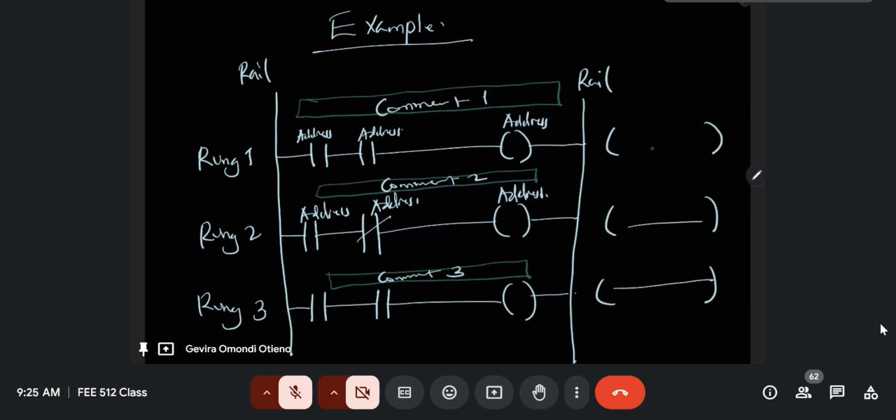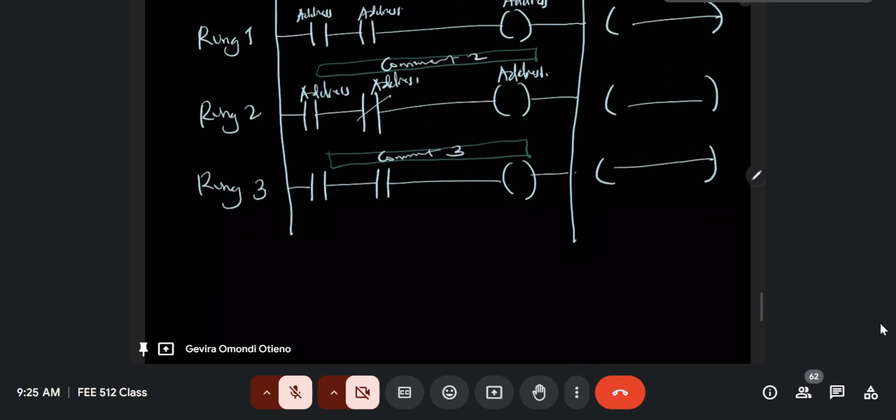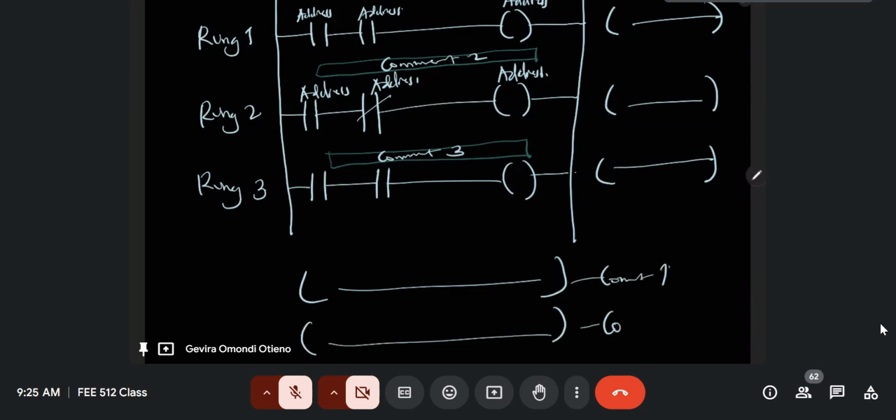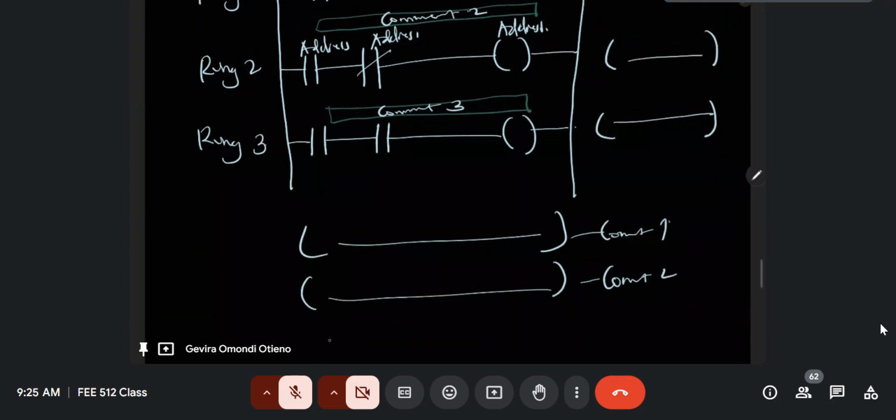Put your comment there. But if your ladder diagram is also large and you don't have space on the sides, you can write your comments here. You can write your comment number 1 there. Okay, so this is comment 1. Then you come and write your comment 2 here. Then you come and write your comment 3 here.